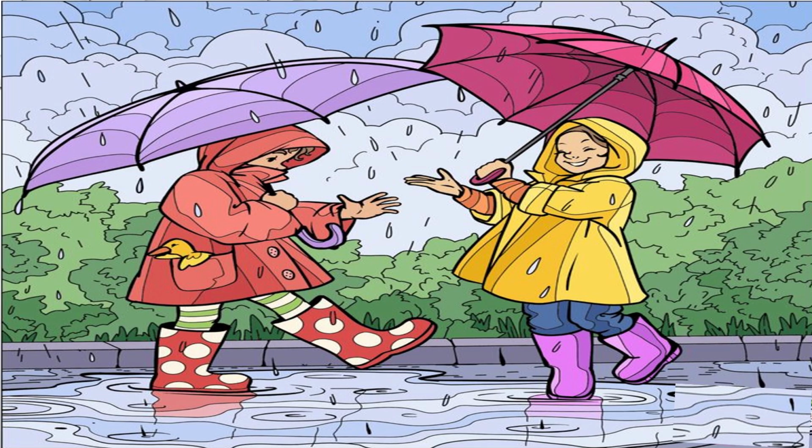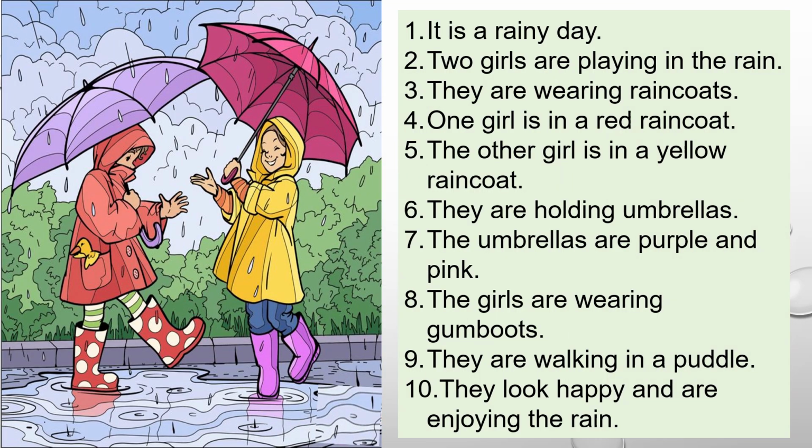So first look at this picture closely. What do you see? Think, what do you see? We can see two girls, right? And two umbrellas, right? And raincoats, gumboots, etc. So that's where we need to begin, with what we can see in the picture. On the basis of that, we'll first write short and simple sentences like this.